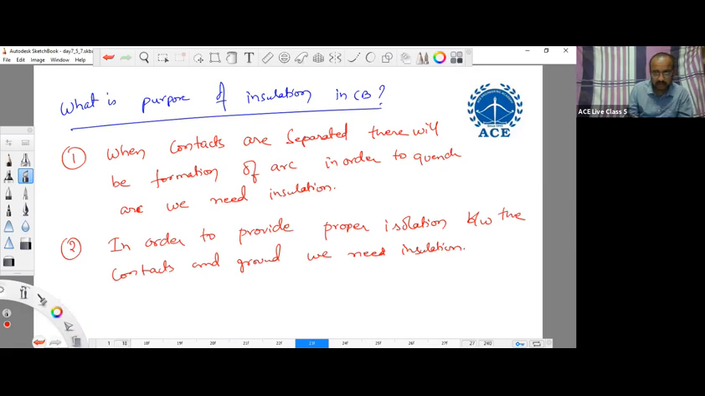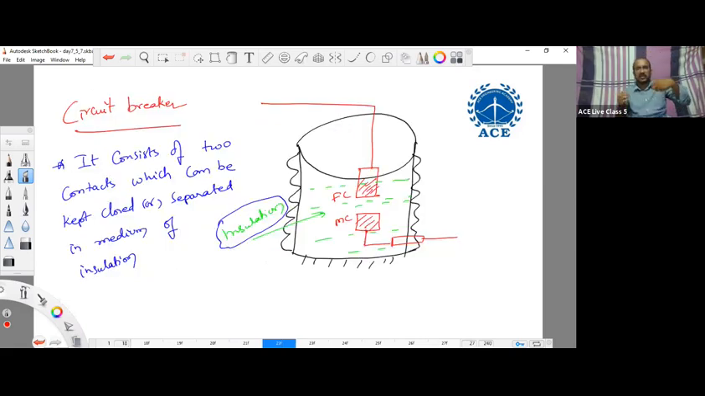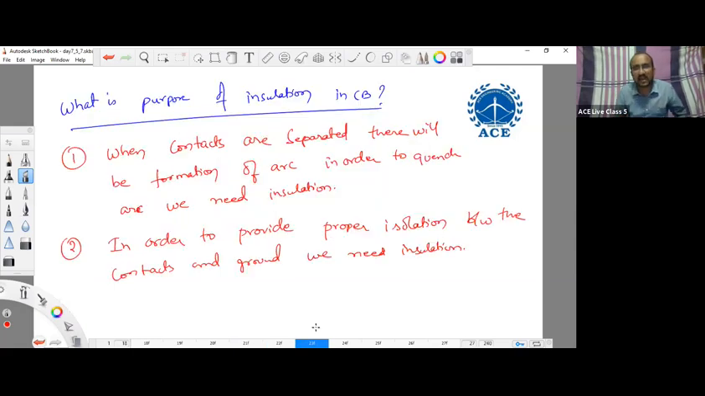A circuit breaker consists of two contacts which can be either separated or closed in a medium of insulation. So insulation is required in order to quench the arc and to provide isolation between the contacts, or between the contacts and ground.